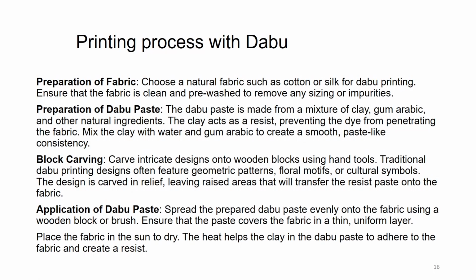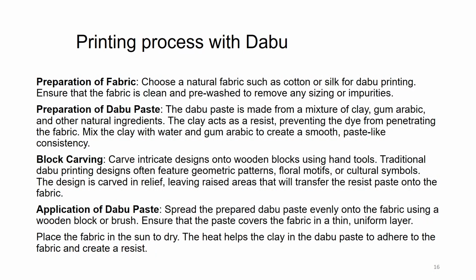Printing process with Dabu. Preparation of fabric remains the same. Choose a natural fabric such as cotton, silk for Dabu printing. Ensure that the fabric is clean and pre-washed to remove any sizing or impurities. Now, this is a step which is mandatory for both dyeing and printing, that there should not be any impurities, and time and again I have been telling this.